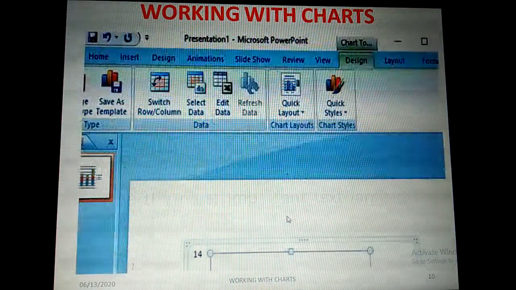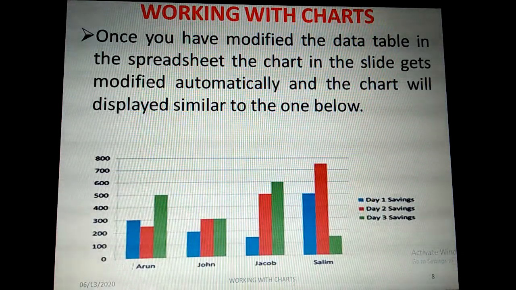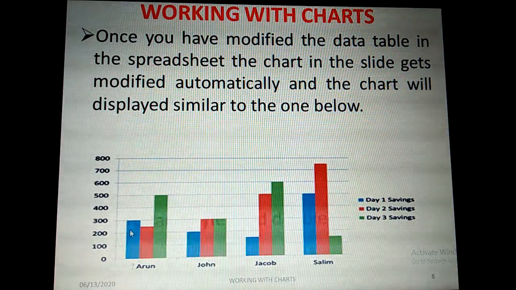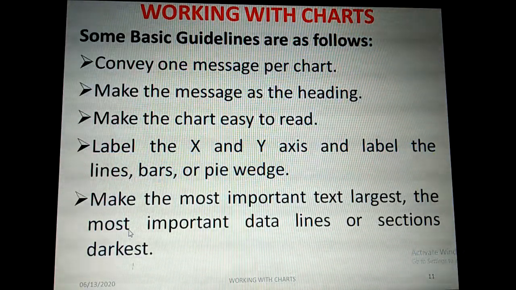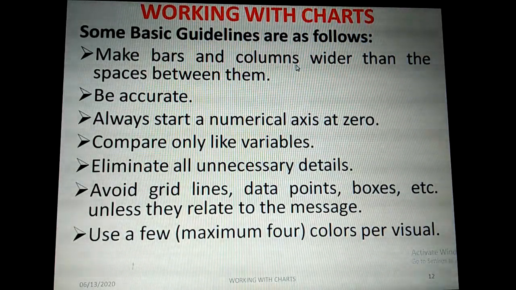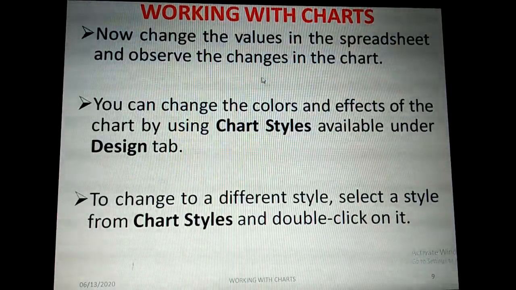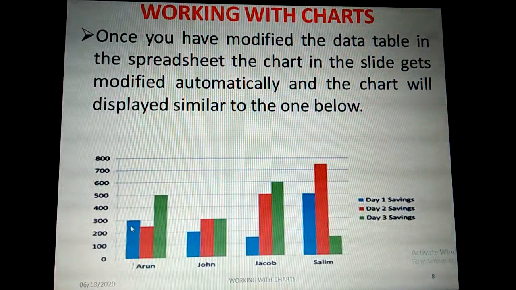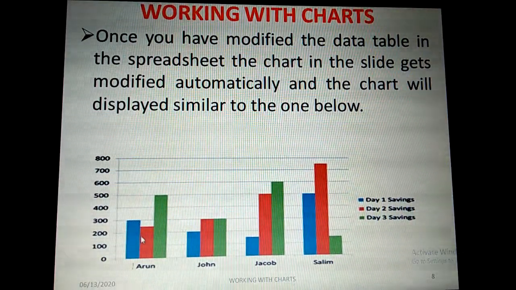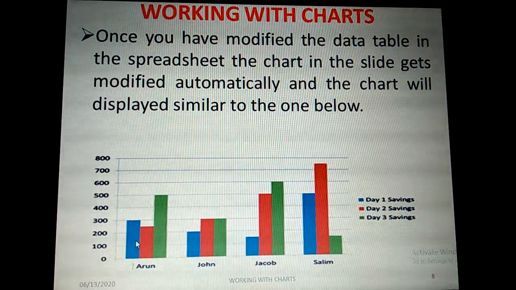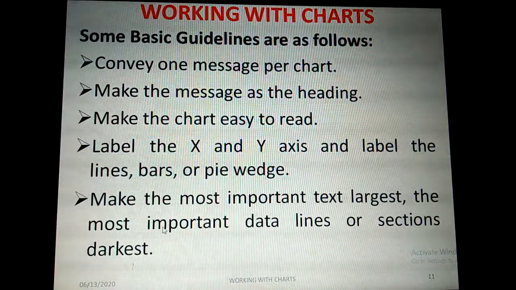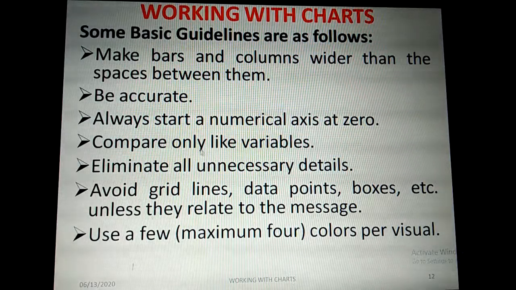If you want to see the lines properly, you can make the data line the darkest one in the chart. Next, make bars and columns wider than the spaces between them. So instead of gaps, we can represent these columns in a broader way, instead of giving gaps between the bars or columns.